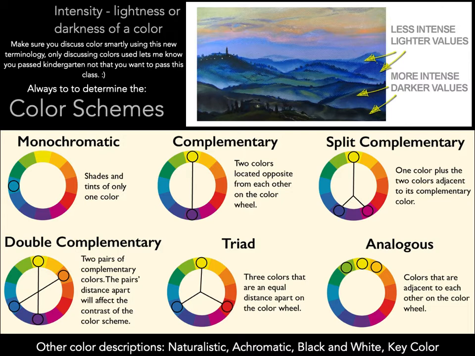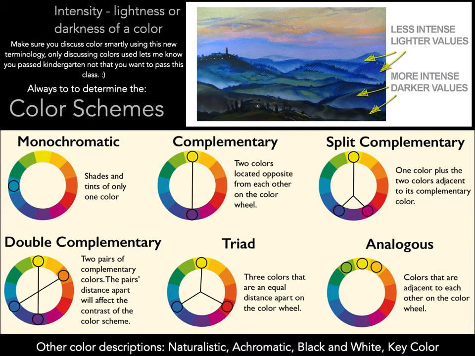The last one is an analogous color scheme, which are colors that are adjacent to each other on the color wheel. There are 3 different ways that an analogous color scheme works. And I'm going to show you a couple examples of an analogous color scheme, and I will explain it a little bit further. But let me go ahead and explain it now, just to be clear.